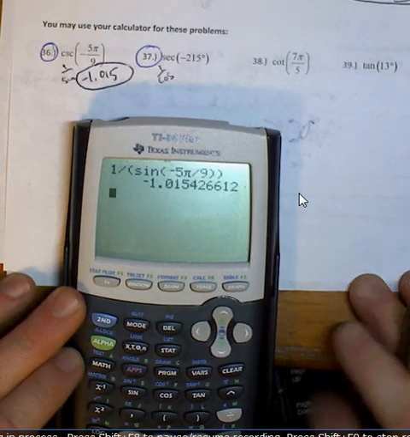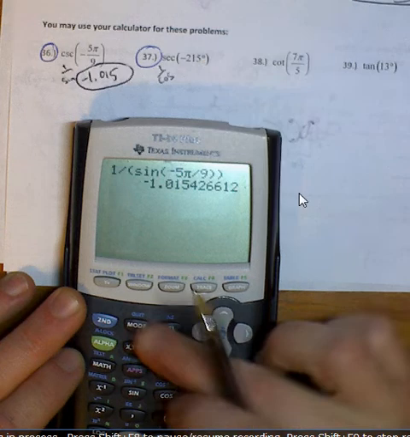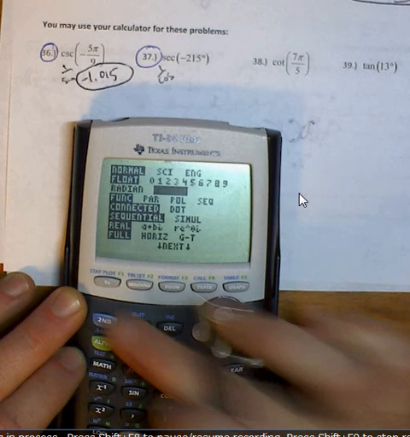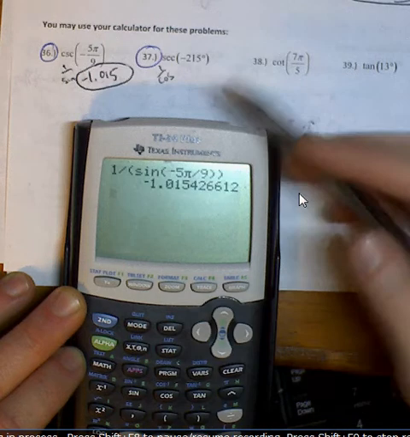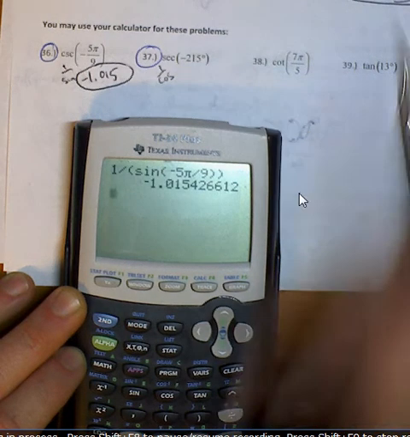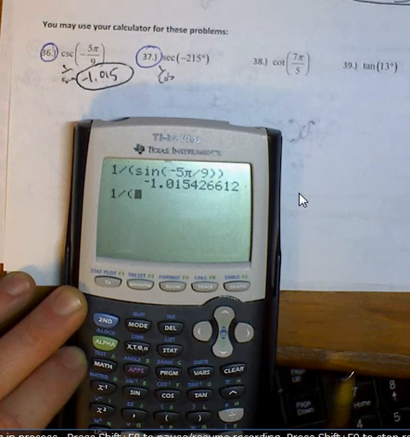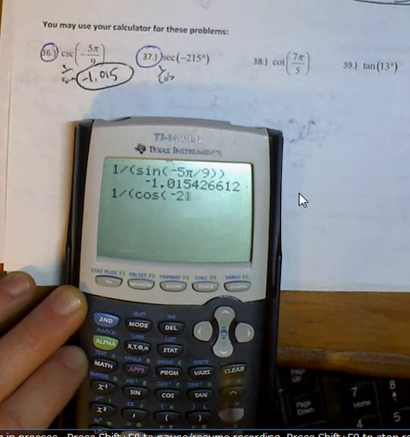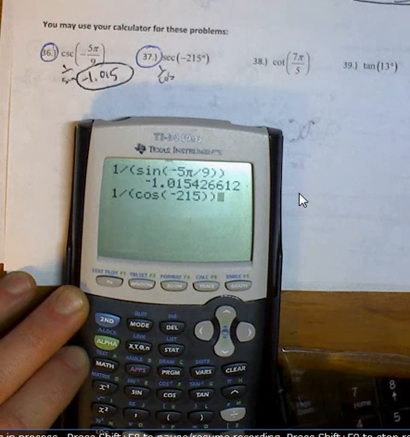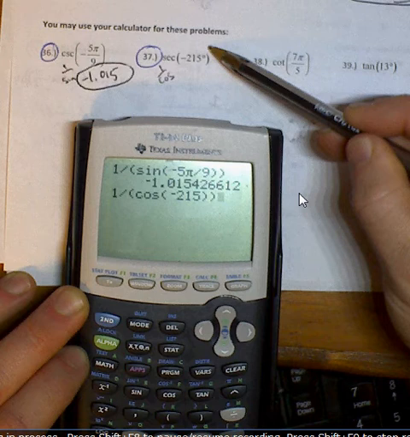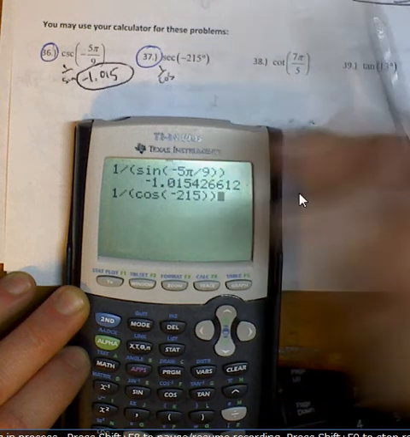Okay, so for 37, we have to be careful because now I'm in degrees. So I'm going to have to go to mode and change my mode into degrees. And then again, I'm going to be doing 1 over cosine since this is secant. So I will do 1 divided by, open your parentheses, the cosine of negative 215. Remember, the negative just means I would be going around the unit circle in the opposite direction than normal. The calculator is perfectly fine handling that.